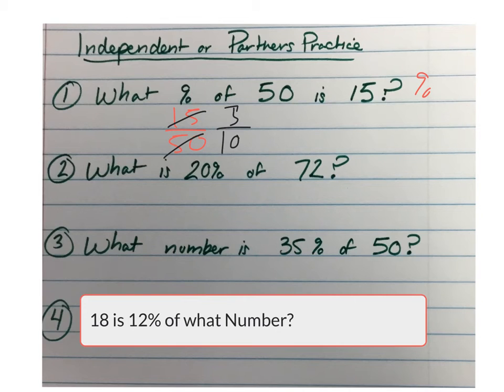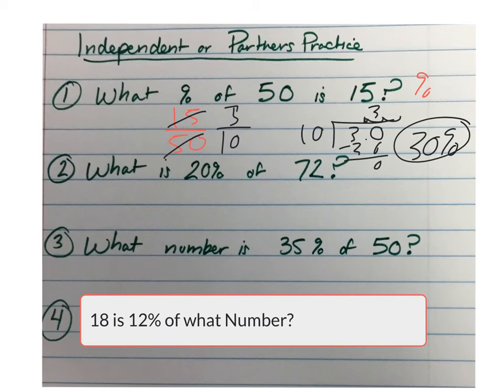So, because I'm finding a percent, first I need a decimal. Bring the decimal up. I have 0.3. In order to make that into a percent, I need to move it over twice. 30%, and that's my answer. 15 is 30% of 50. Now I'm going to do number 2 in 3, 2, 1.